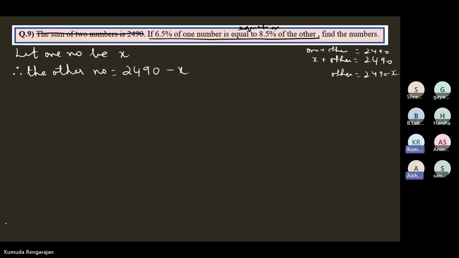Sure, ma'am. According to the question, 6.5% of one number is equal to 8.5% of the other number. So 6.5 into x is equal to 8.5 into, in brackets, 2490 minus x.